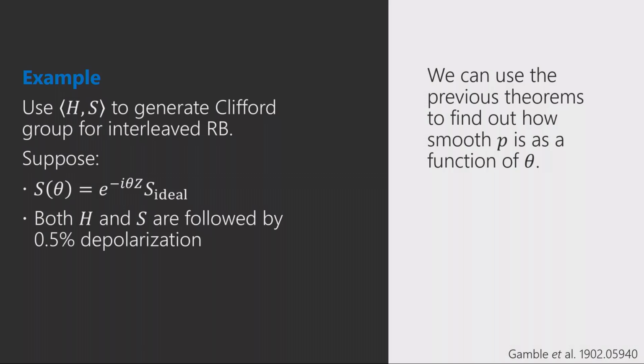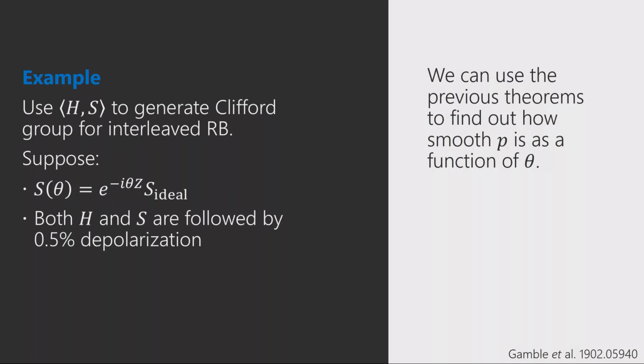At this point, I think it's helpful to show an example. Let's say that we're doing randomized benchmarking using H's and S's to generate our Clifford group. We'll suppose that our S has some over-rotation, such that if theta is 0, we actually get the right gate, but otherwise we have some over- or under-rotation by that theta. We'll put some depolarizing noise on each, just because it's simpler to work out and see the example.